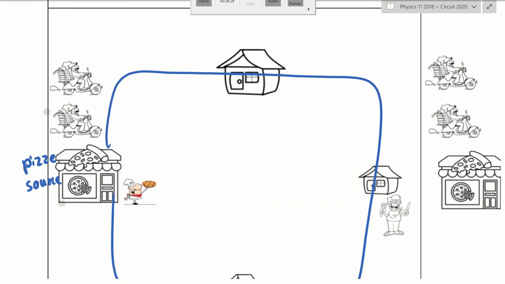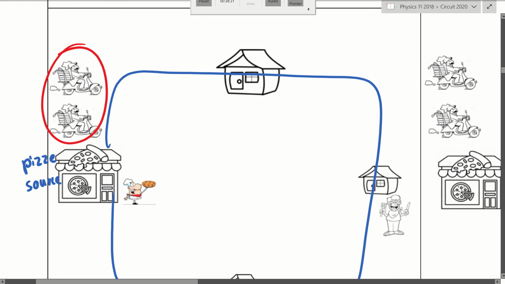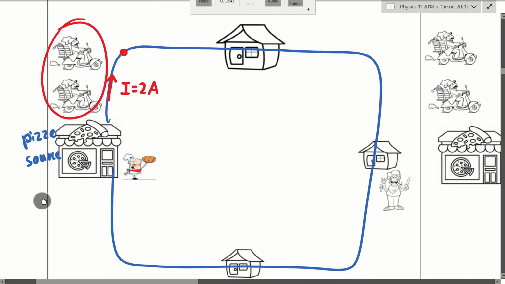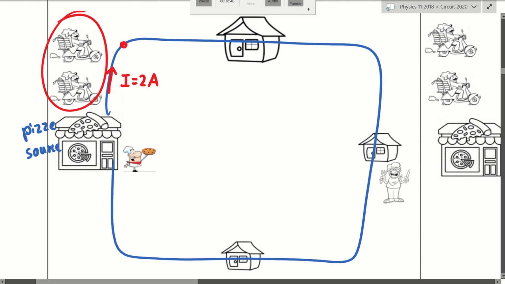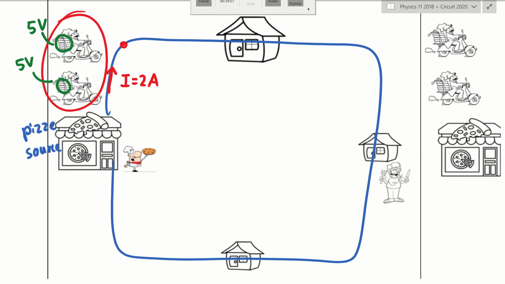So the number of delivery guys passing by any point per second is called current. So this actually has a current of, for example, 2 amps, and the amount of pizza that I'm making in the pizza joint is the voltage. So the amount of pizza they're carrying. So for example, if you actually count that, I think it's 5. If you count that as 5 volts, so these are 5 volts, so they each carry 5 volts. And then it's going to go and deliver pizza for me. So current is the number of people. Voltage is the number of pizzas that they're carrying.